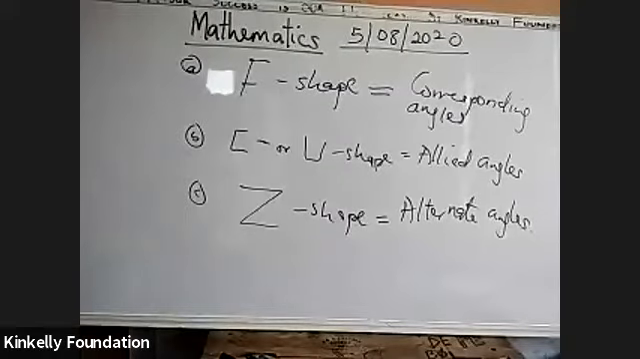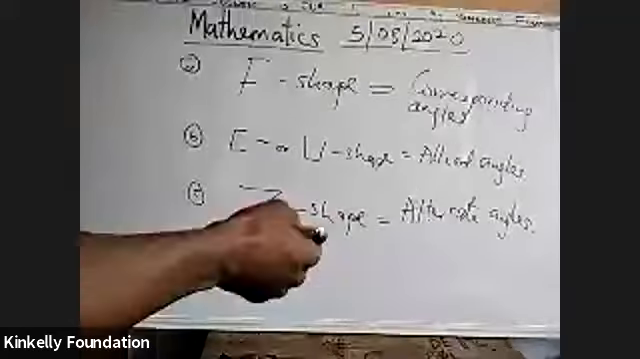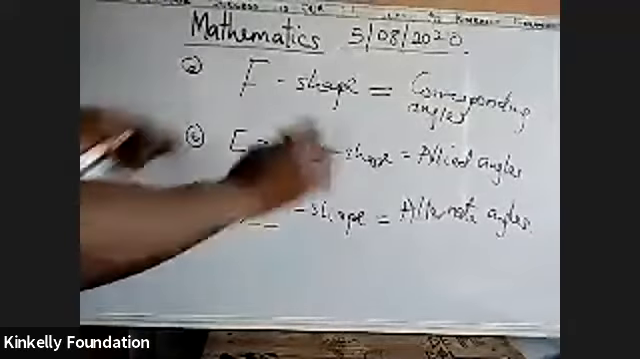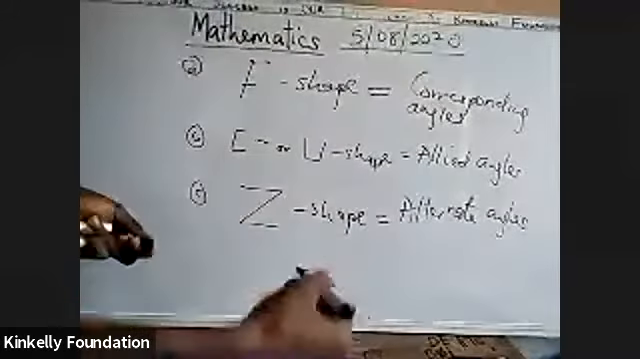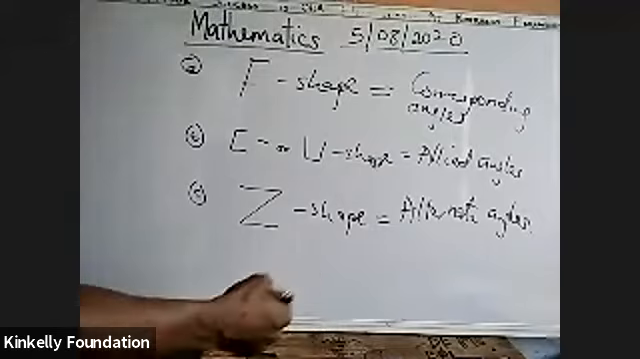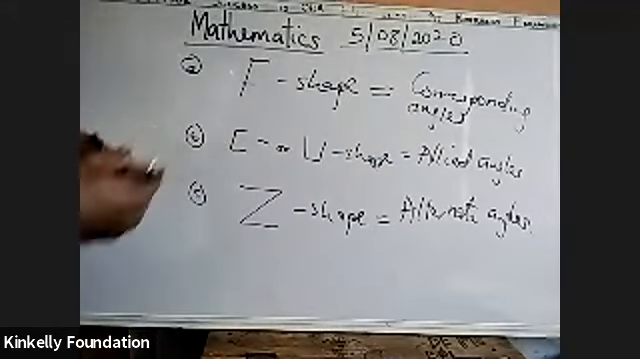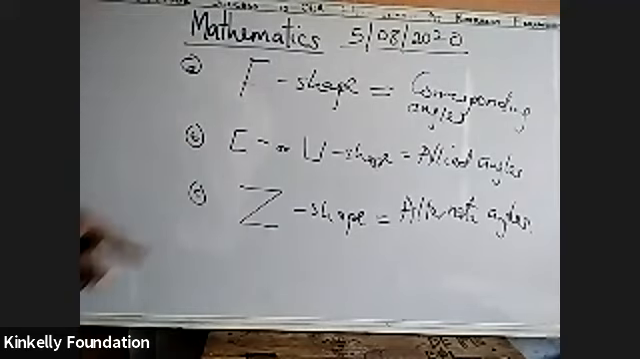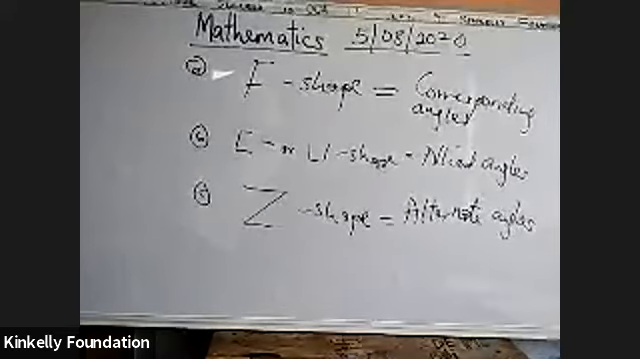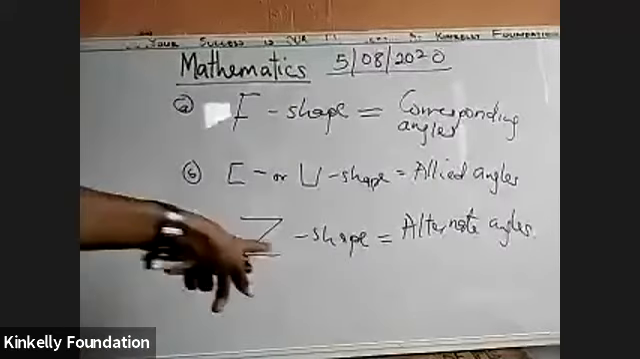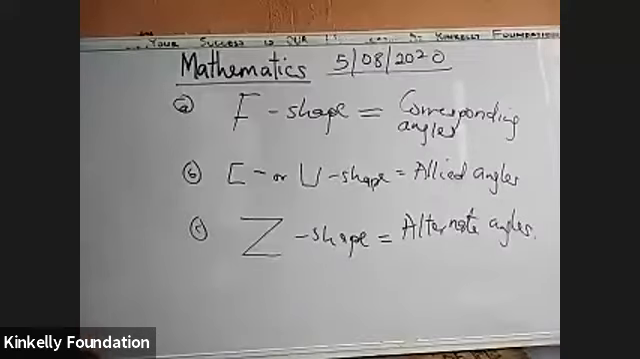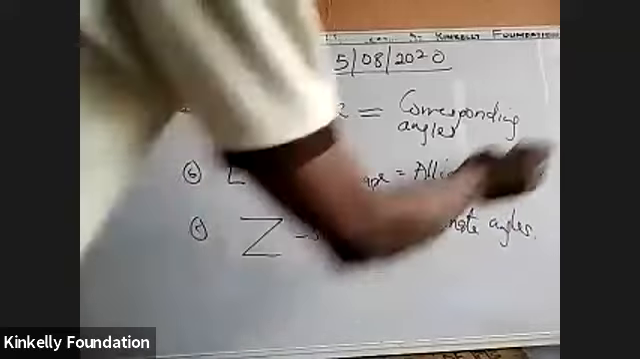Now, in our class previously, we looked into some angles that are formed around parallel lines. We said that the first one is the F shape, which is the corresponding angle. The second one is the V-shaped or C-shaped angles, which we call what? We also have the Z-shaped angles, which we call the alternate angles. So this morning, we are going to continue with those angles.